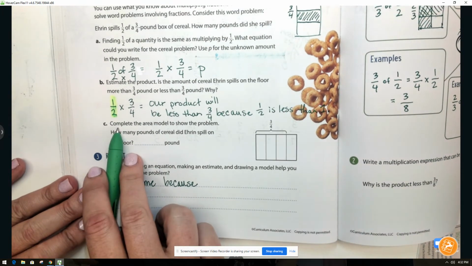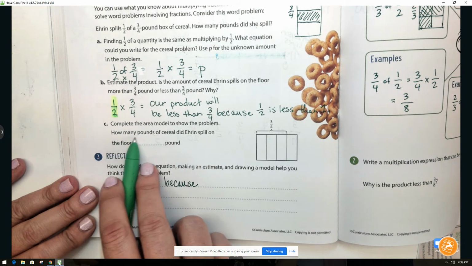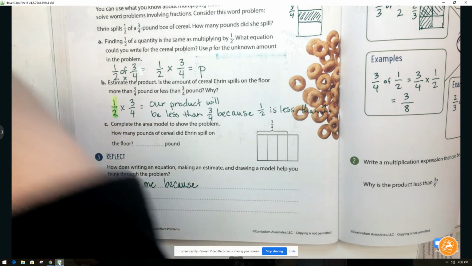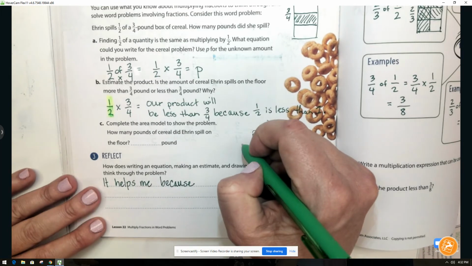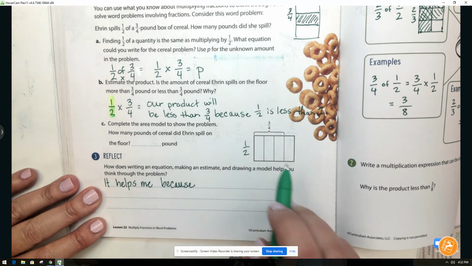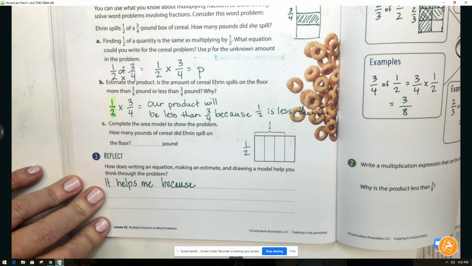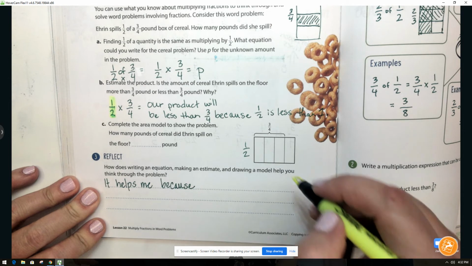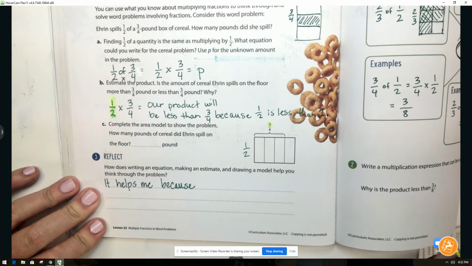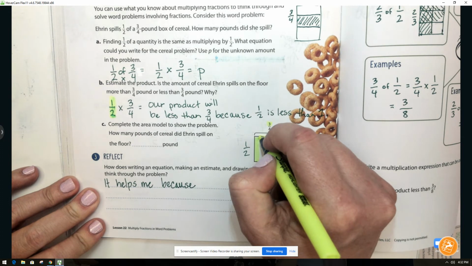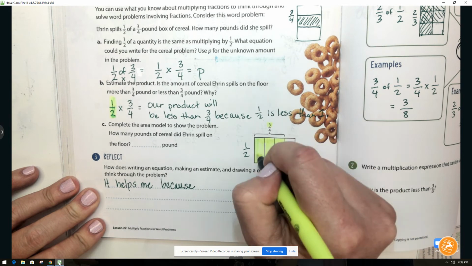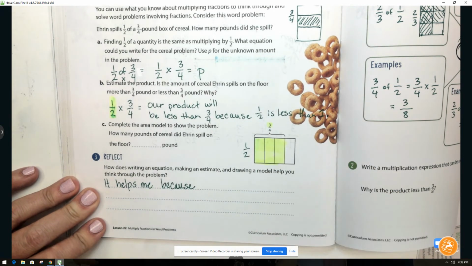So now for part C, it says complete the area model to show the problem. How many pounds of cereal did Erin spill on the floor? So we already have 3/4 on the top, and we're going to put our half over here. Now we'll start with the 3/4. With 3/4, we already have it broken into 4 columns, which is our denominator, and we're going to shade in 3 sections because our numerator is 3. So we're going to shade in 3 of these fourths that we've drawn. So right now, the yellow section shows 3/4.